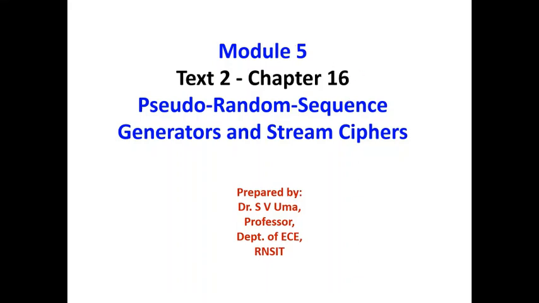So let's start off with module 5, which is pseudo random sequence generators along with stream ciphers. This module uses text 2 as your reference. Till now, the first 4 modules which we discussed are from text 1 only, that is William Stallings' 6th edition. This is text 2, which is Bruce Schneier. Both the textbooks I have posted in the classroom initially itself.